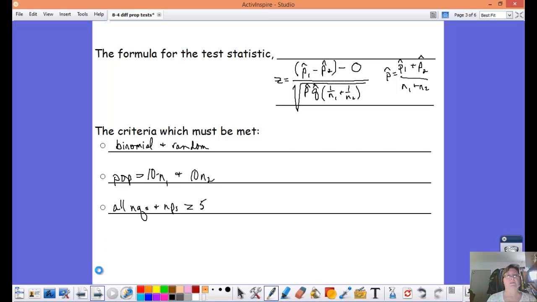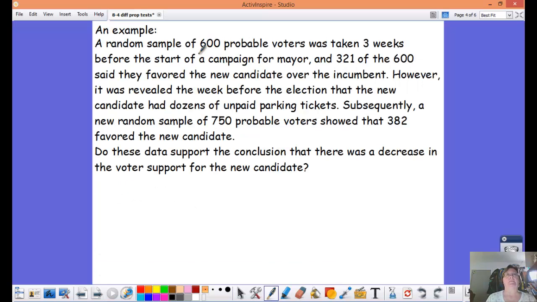Let's see if we can work one out here. We had a random sample of 600 probable voters. It says it was taken 3 weeks before the start of a campaign, and 321 of the voters said that they favored the new candidate over the one in office. But the week before the election, the new candidate had something revealed about him, which is unfortunately happening in our society a lot. Lots of unpaid parking tickets. Not a big deal. Subsequently, a new random sample of 750 probable voters showed that 382 favored the new candidate.